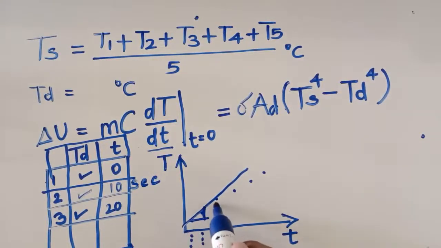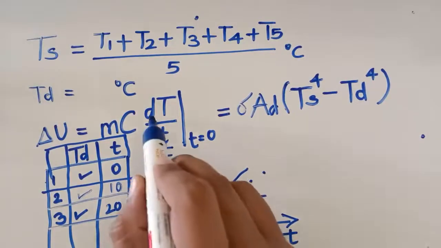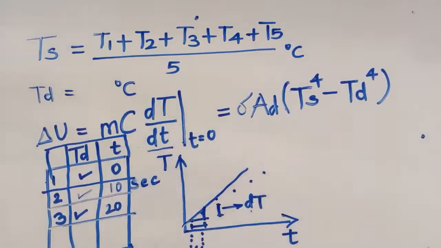Change in temperature will be indicated by this much, and this much is the change in time. So this is your dT. So dT by dt, that is the slope of this curve or slope of this straight line, is what you obtain. So this graph we need to plot. From that we will obtain the value of dT by dt at time t equal to 0.